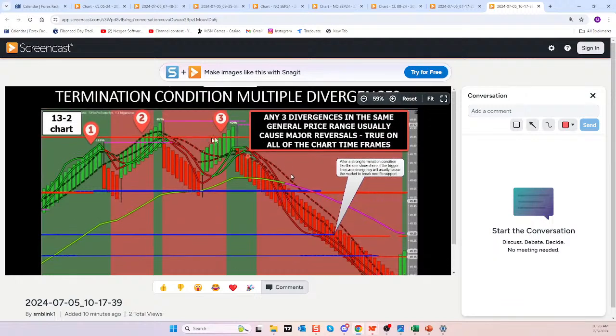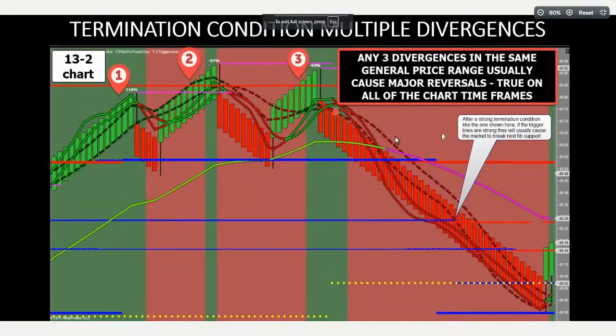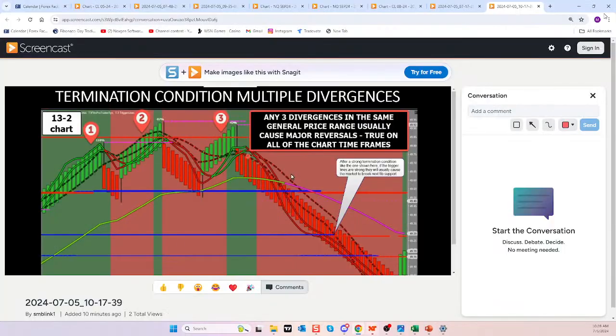Any 3 divergences in the same general price range usually cause major reversals. True of all chart time frames. After a strong termination condition like the one shown here, the trigger lines are strong. They will usually cause the market to break the next support. I don't disagree, Steve. I don't disagree, not at all.